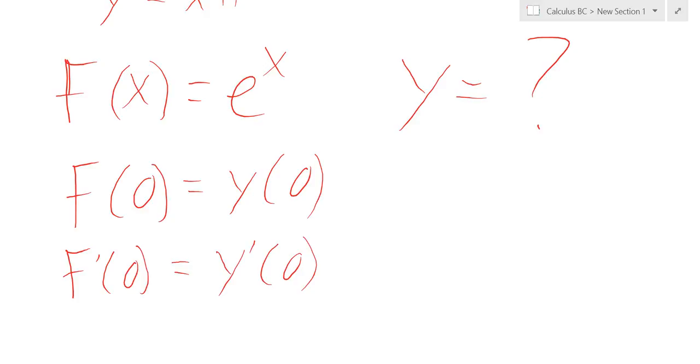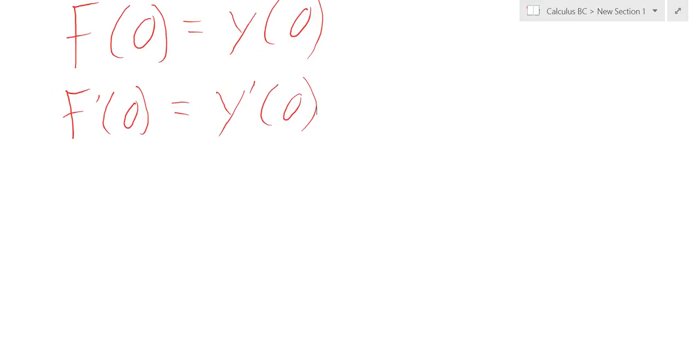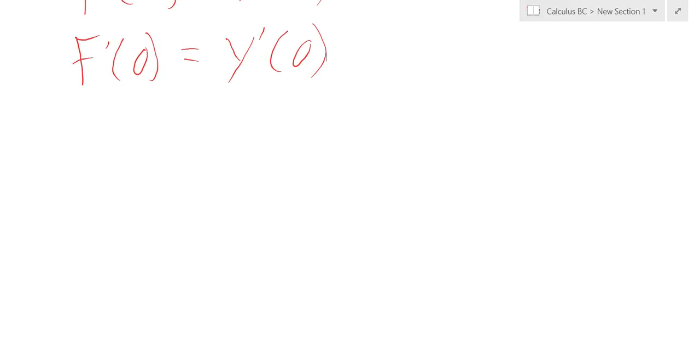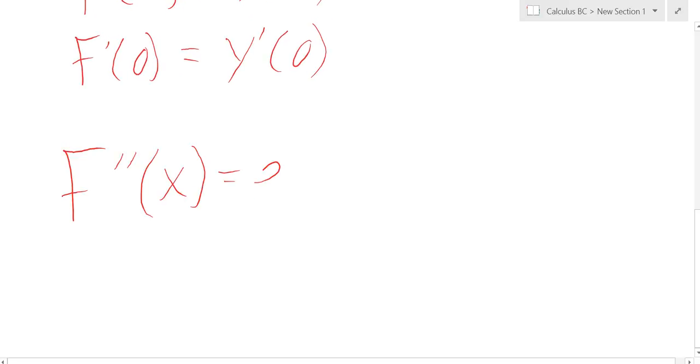Because it went through the same point and had the same direction, they had to look the same around there. To go further, to extend this, I could find a new equation that doesn't just match at the y value and the y prime value. I could get it to match at the second derivative value. Does that make sense? Were you with me here? Okay. So what's the second derivative of e to the x? E to the x. I'm going to call that f double prime of x is e to the x.